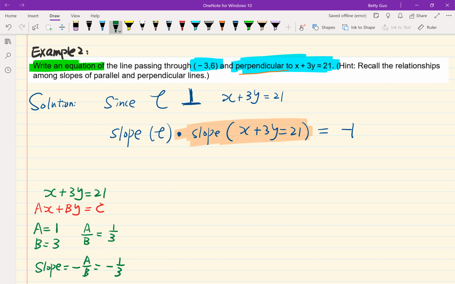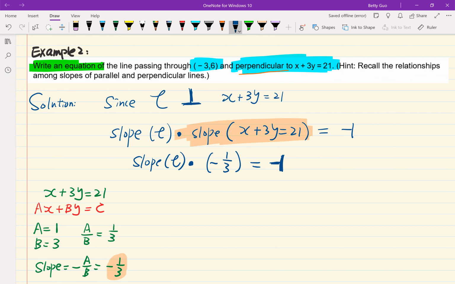Two numbers are opposite, means they have the same absolute value. The numerical part is the same. The signs are opposite. Okay, so we found the slope of the given straight line, which is -1 over 3. So we know the slope of L, the slope we're looking for, multiplied by -1 over 3 would be equal to -1, right?